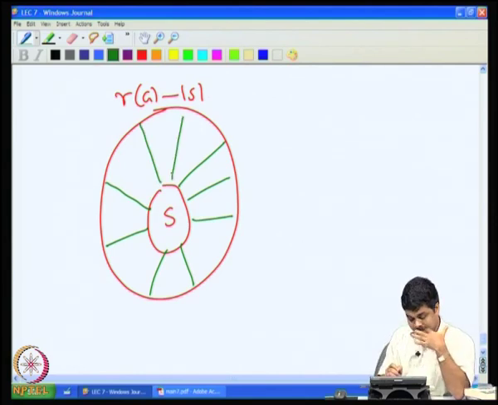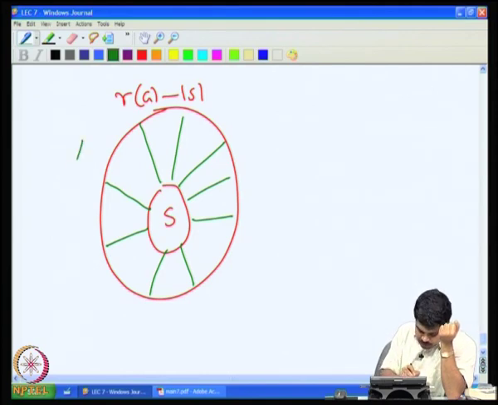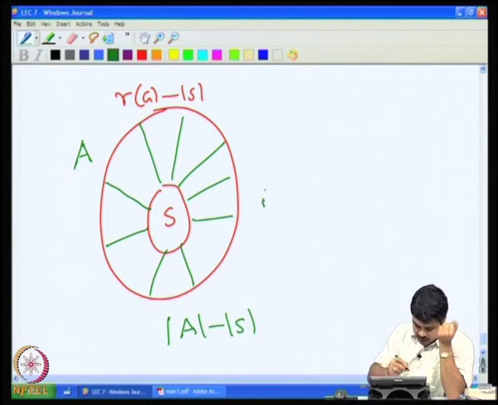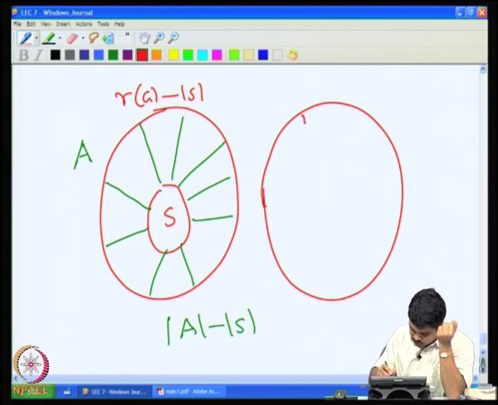So, this set, now you can say, for instance, the minimum dominating set is A. So, the cardinality of A minus S is what we are interested in. Now, on the other hand, our T was, so this much was already dominated by S, right.